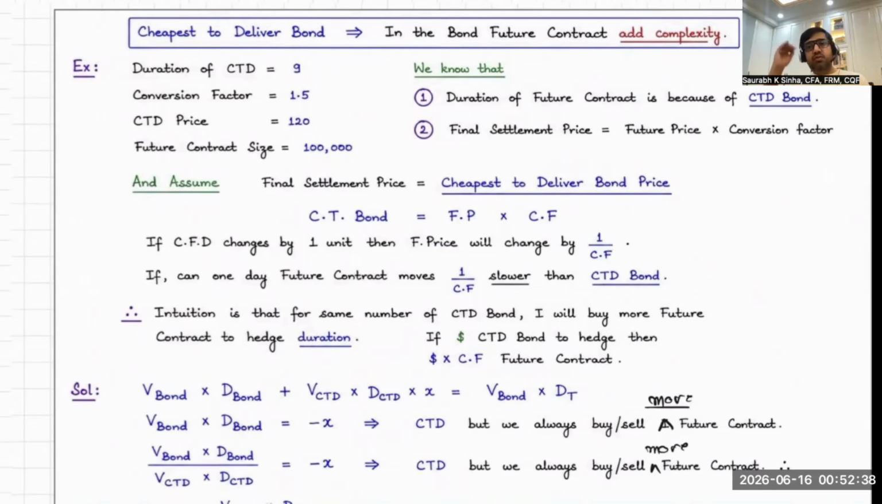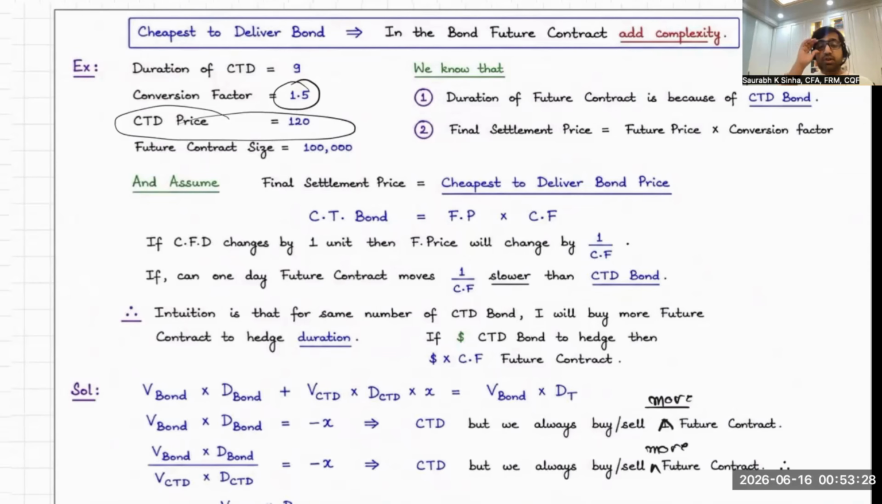They won't give you the duration of the future contract because in the treasury bond future or any future contract, the duration is because of the underlying asset. And what is the underlying asset in a treasury bond future? The cheapest to deliver bond, right? So they will talk about the duration of cheapest to deliver bond, not duration of the future contract. They will talk about the CTD price that is given. And again, it is in percentage terms. So 120% of the future contract price. And they will give you the conversion factor.